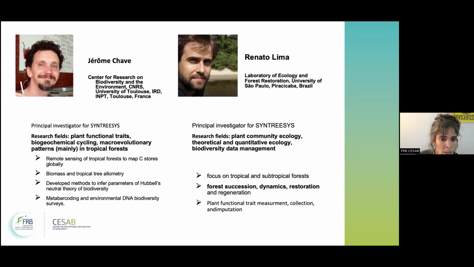He works also on biomass and tropical tree allometry. He developed methods to infer parameters for Hubbell's neutral theory of biodiversity. And he's also involved in metabarcoding and environmental DNA biodiversity surveys.